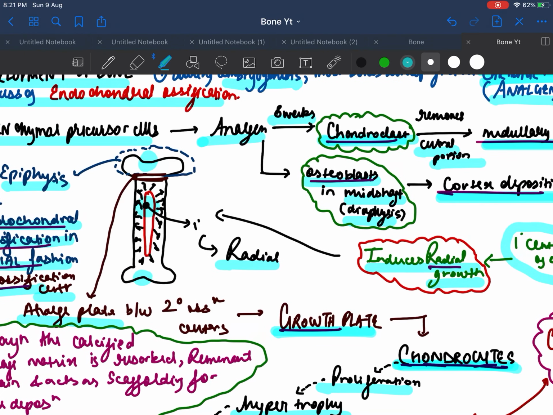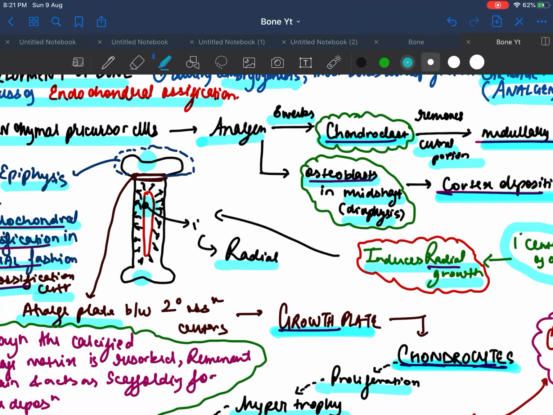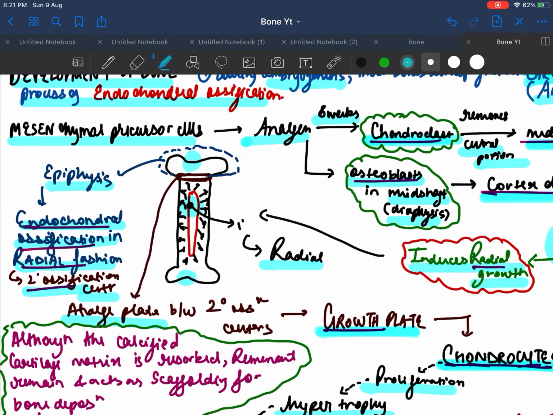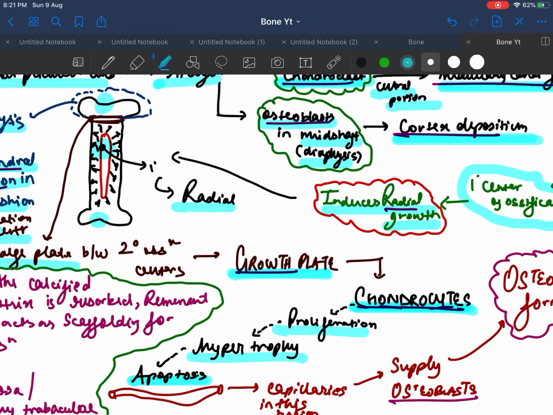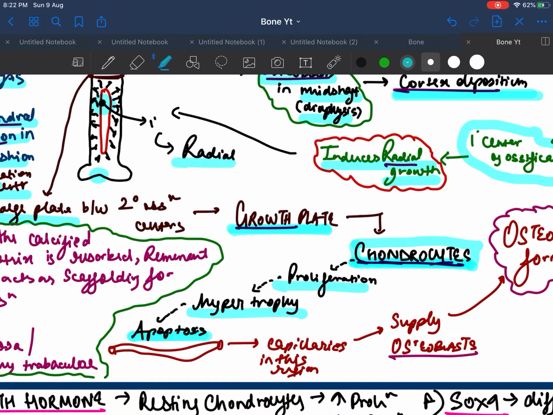So repeating it, in the diaphysis we have two types of cells: the chondroclast and the osteoblast. Chondroclasts form the medullary cavity, the medullary canal, and the osteoblasts form the cortex. And in the epiphysis we have endochondral ossification happening also in a centrifugal fashion, which will lead to formation of two secondary ossification centers, and the annular plate between the centers will form what is known as the growth plate. The growth plate consists of the third type of cells, the chondrocytes, which will proliferate, hypertrophy, and eventually undergo apoptosis.